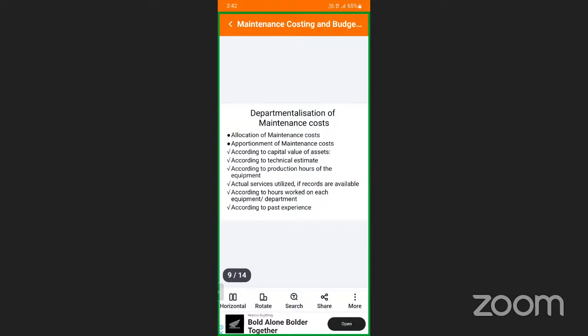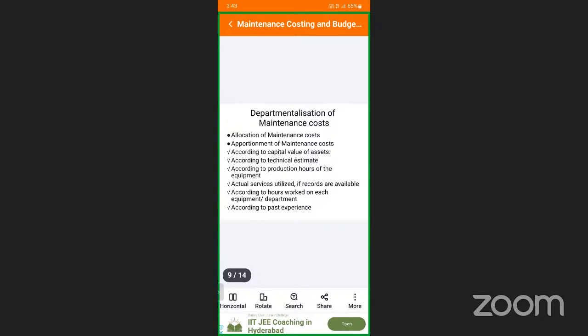For direct cost, we allocate the cost. For indirect cost, common costs are indirect cost. We also call it overheads. For overheads, we use the term apportionment. They have to be apportioned on the basis of some suitable criteria. We don't know how much to divide the cost with. Shall we divide it equally?